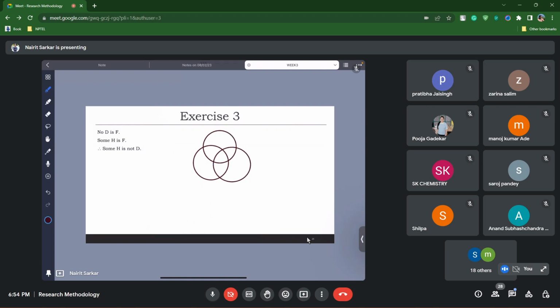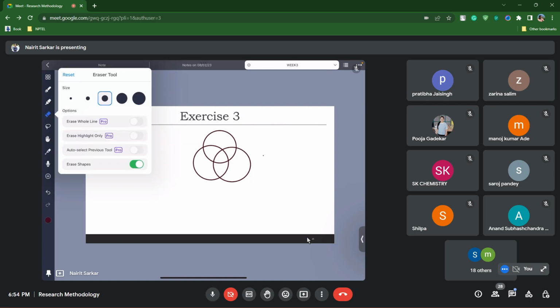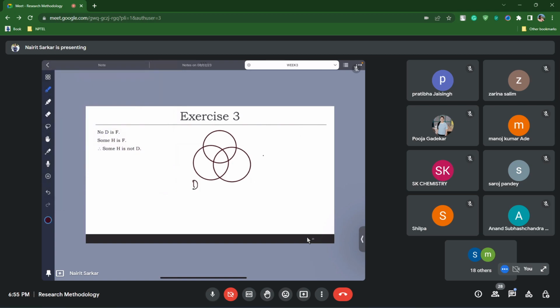If it is D, it is H, and it is F. Then the first one is no D is F. So the area between F and D is empty, so we shade the empty areas.